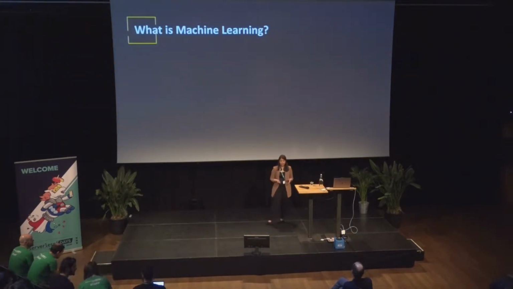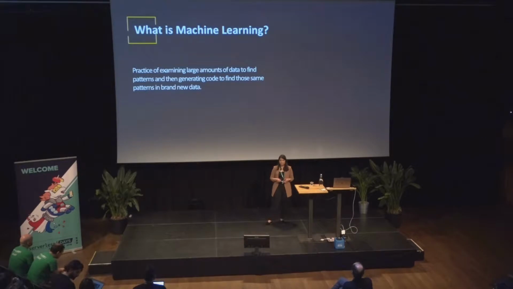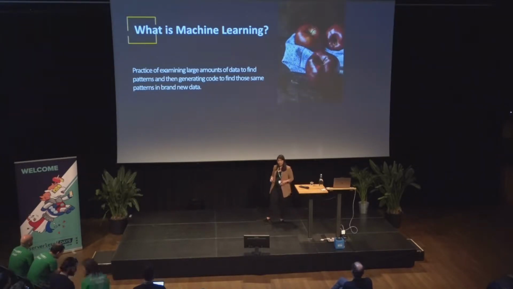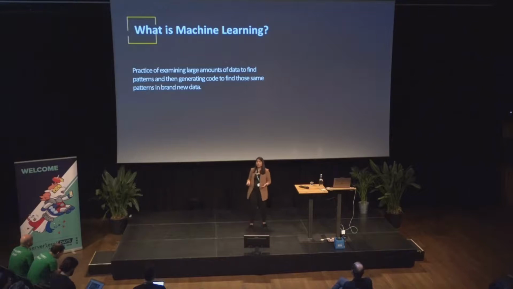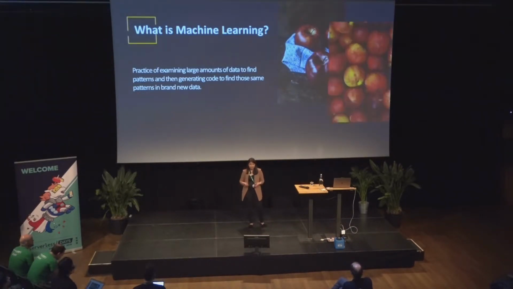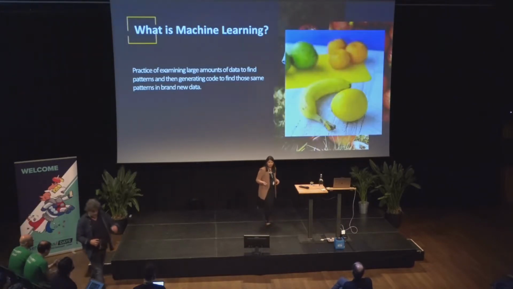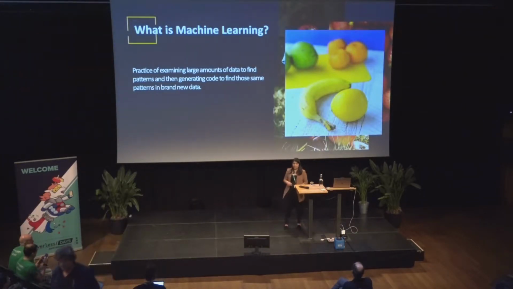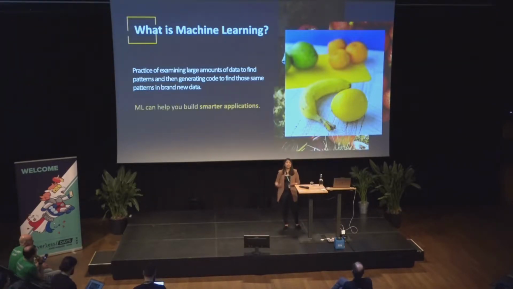First off, what is machine learning? The textbook definition is machine learning is the practice of examining vast amounts of data to find patterns and then using or generating code to find those same patterns in brand new data. Broken down into simple language, really, machine learning is no different from human learning. So for instance, if I showed you this image and said this was an apple, and so is this and this, you'd know that none of these are an apple out of the picture here. So really, what we're trying to say is machine learning can help you build smarter applications.